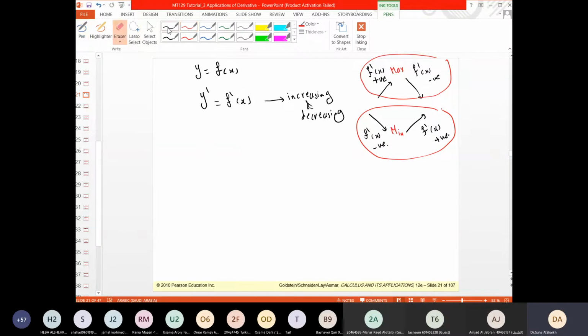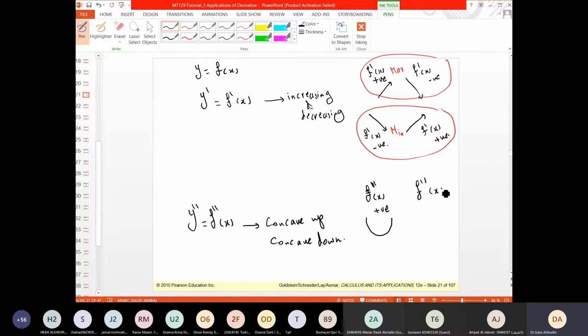Now, let's write the double dash down there. If I'm studying y double dash, which is f double dash of x, it is talking about concave up and concave down, مقعر لأعلى أو مقعر لأسفل. If f double dash of x is positive, it means my function is concave up. And if f double dash of x is negative, it means my function is concave down.